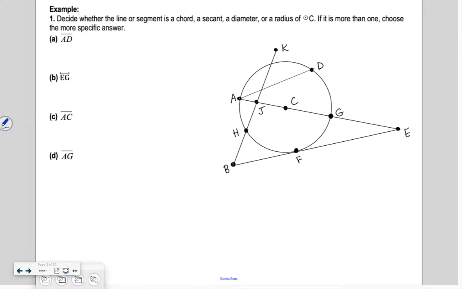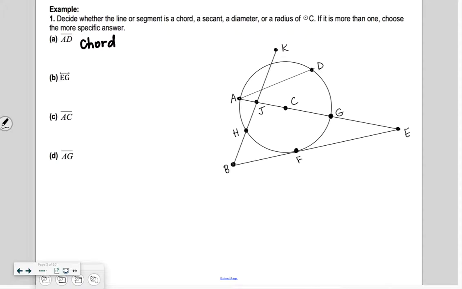All right, so we're going to talk about the names of these things. If you remember, if I have AD, and notice there's just a little segment line above it, we don't have the arrows on the end of it like this, right? So if we see that, then this is going to be a segment, not a line. That would be the difference between a chord and a secant. So if I have AD and it's just this segment from point to point, what is it? It's a chord, exactly.